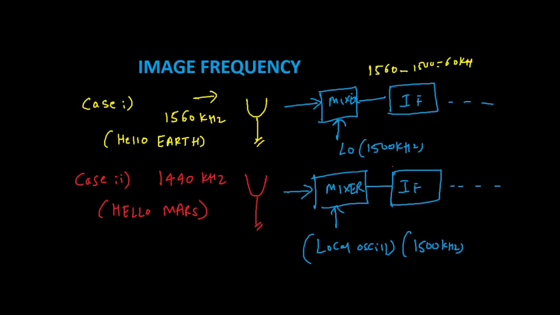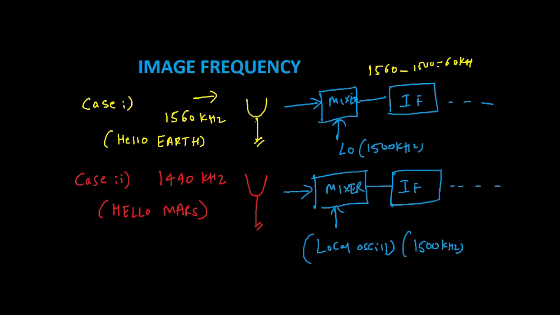So we have two signals. The first one is a LO signal that is of 1560 kHz. And the second one is of 1440 kHz. Each of these signals has a message embedded in it. The first signal will consist of the message "hello Earth", and the second signal will consist of the message "hello Mars". So we have our receiving structure, that is the superheterodyne receiver, located at some place.